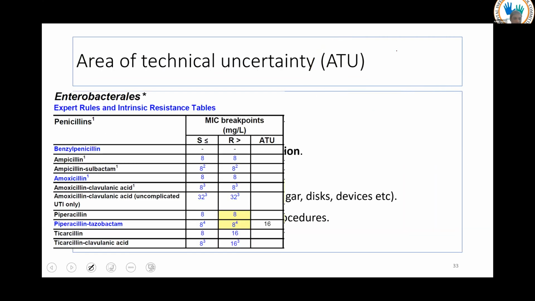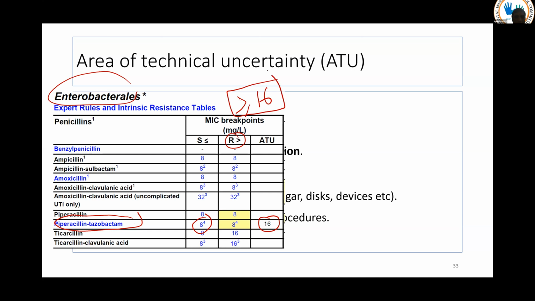I will give you one example. This is the enterobacterial breakpoint table of EUCAST. You can see that in piperacillin-tazobactam, the MIC dilution 16 is considered as ATU. The meaning of this is that in EUCAST, for enterobacterales against pip-taz, 8 or less is considered as sensitive. More than 8, that is 16 or more, is considered as resistant.